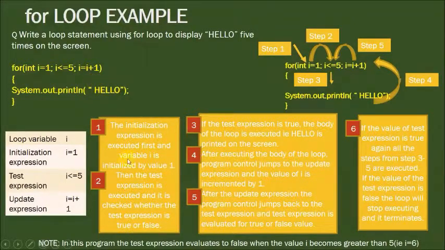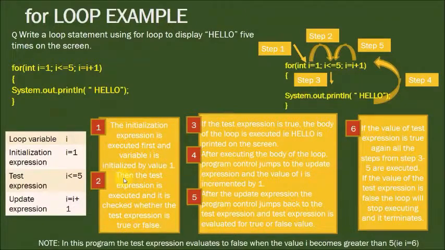Now let us see the various steps of execution of the for loop. The first step is that the initialization expression is executed first and variable i is initialized with value 1. You can see step 1 is indicated here. This is the first statement, int i = 1, the initialization expression. So this statement will be executed first and the variable i will get the value 1.